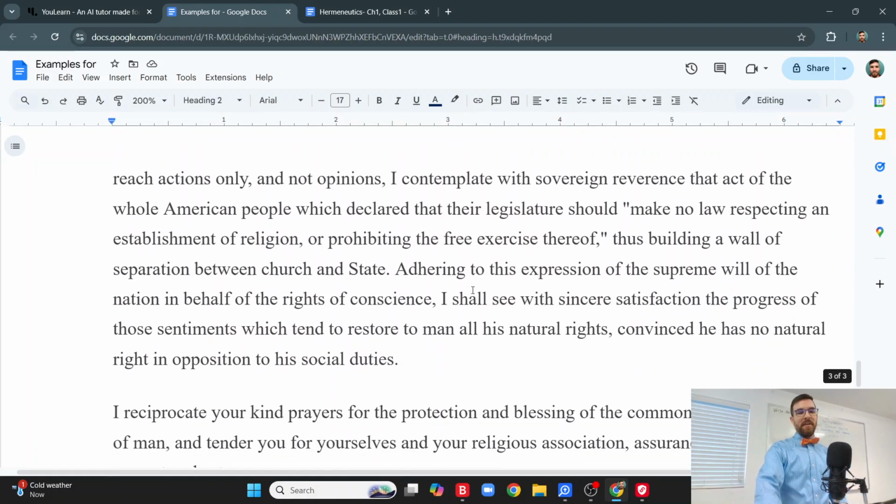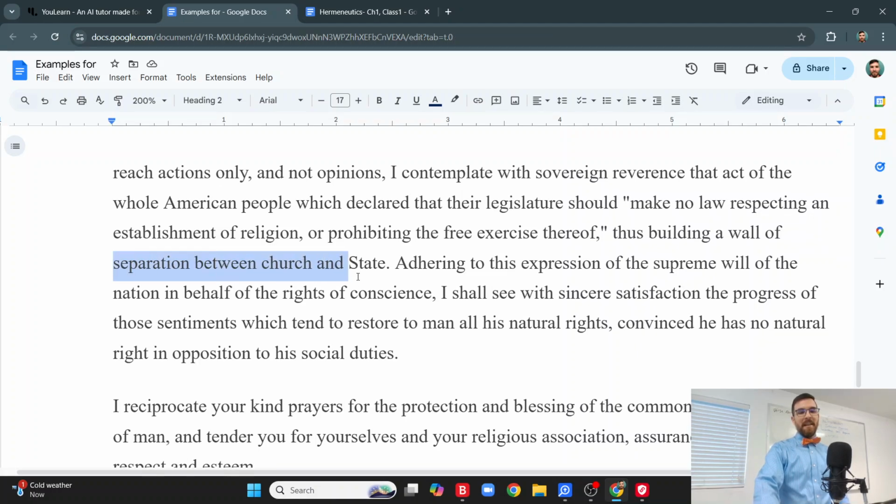It also helps us understand what he meant by the separation between church and state. Was his concern that the church would influence the state? No, just read it, right? I contemplate with sovereign reverence the act of the whole American people which declared that their legislature should make no law respecting establishment of religion or prohibiting the free exercise thereof. The concern is that the state would enforce rules on the church. It's the other way around.